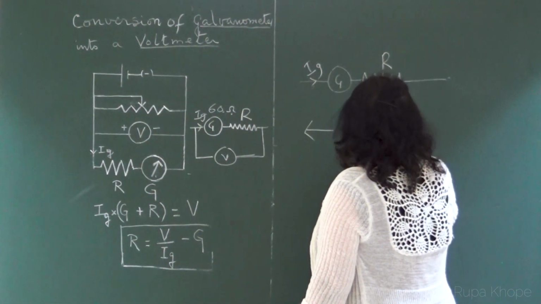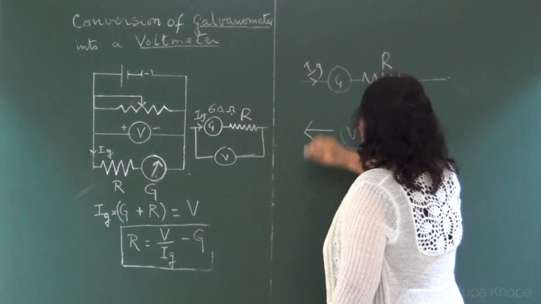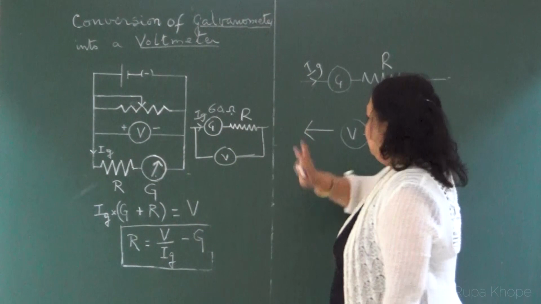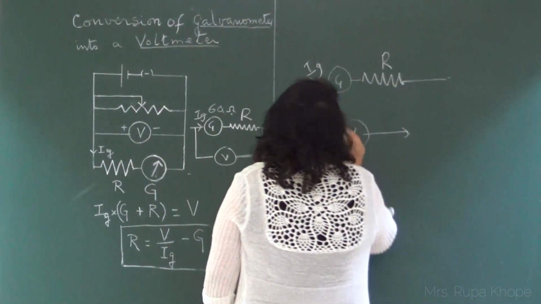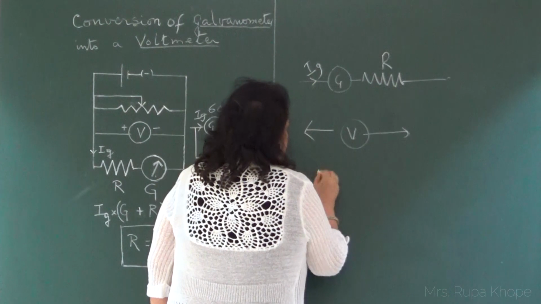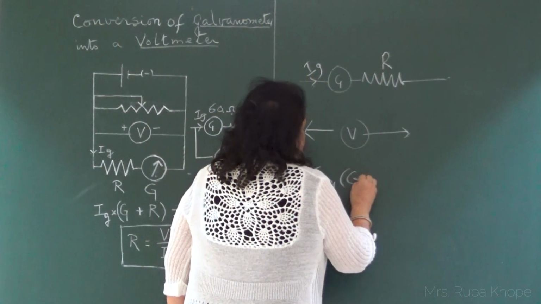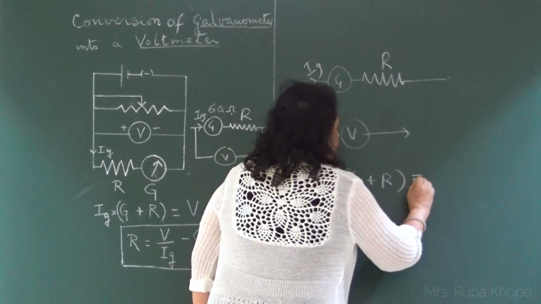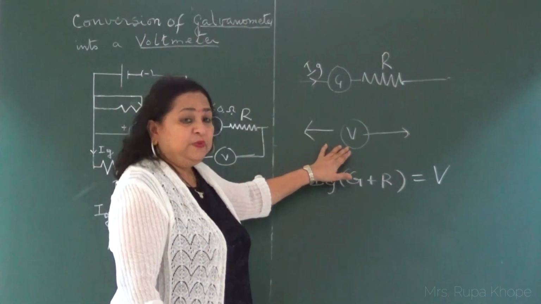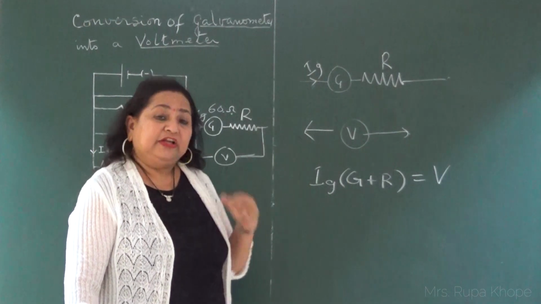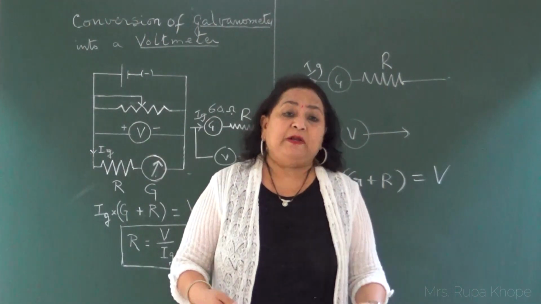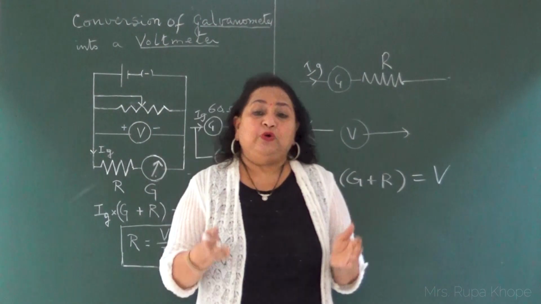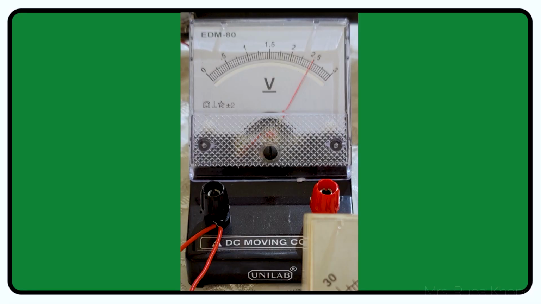Now we are going to connect a very large resistance, and in parallel with this, we are going to connect a voltmeter, the standard voltmeter that we will see in this diagram. But I will just explain. So, what is the potential difference? Ig into G plus R is equal to V. Now, what is V? V is the voltmeter range, say 0 to 3 volts. In our experiment, we want to make a voltmeter of 0 to 3 volts range. So, we have taken an actual standard voltmeter of 0 to 3 volts range, and we are going to tally the readings of this voltmeter with the galvanometer readings.